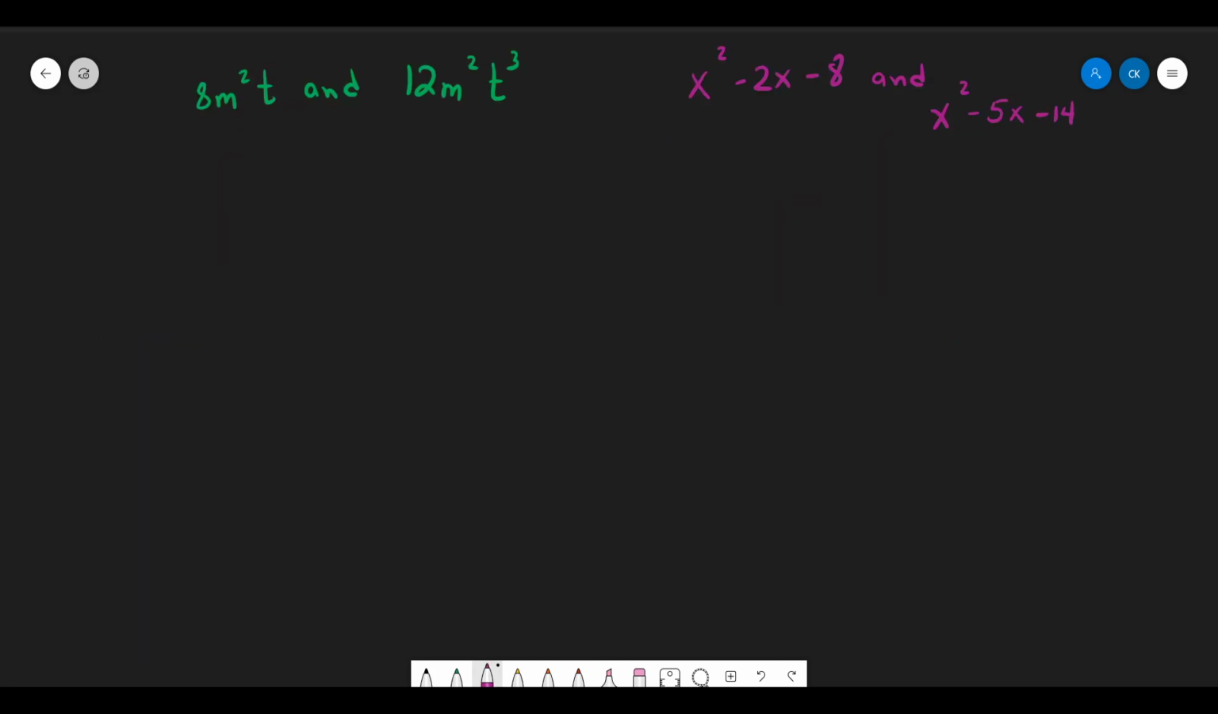All right, so I've put two problems here up on the blackboard, and I'd like you to try them on your own. Pause the video, take about 5 minutes. I want you to find the LCM between the two terms that I have here, the 8m squared t and 12m squared t to the third. And then I want you to find the LCM between these two, x squared minus 2x minus 8, and x squared minus 5x minus 14. So like I said, pause the video, take 5 minutes, and then unpause it and see if we get the correct answer.